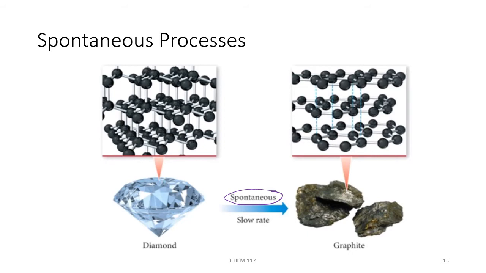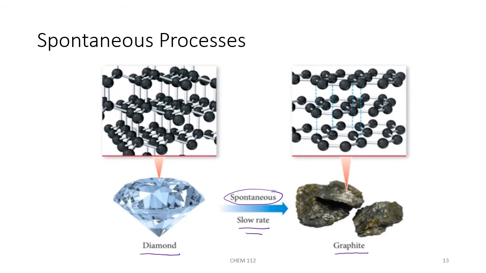But it is spontaneous, meaning that graphite is more thermodynamically stable than diamond is. So it changes into its more stable form over time. But the kinetics tell us that it's such a slow process that we don't have to really worry about it overall happening and losing our diamonds.